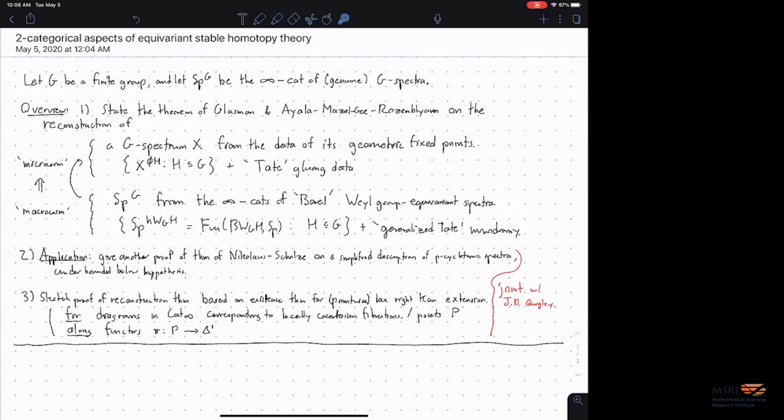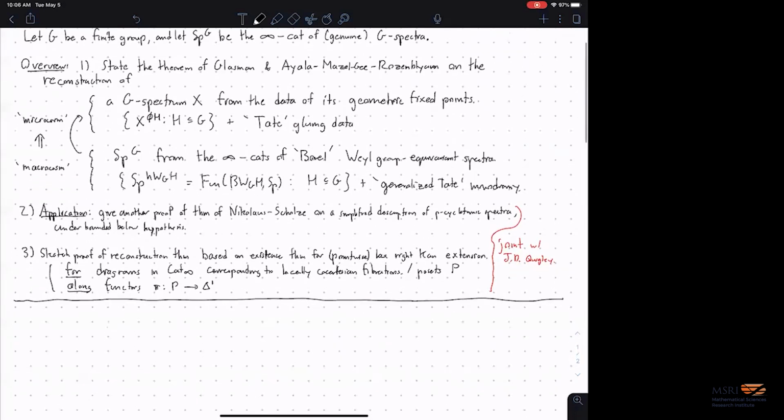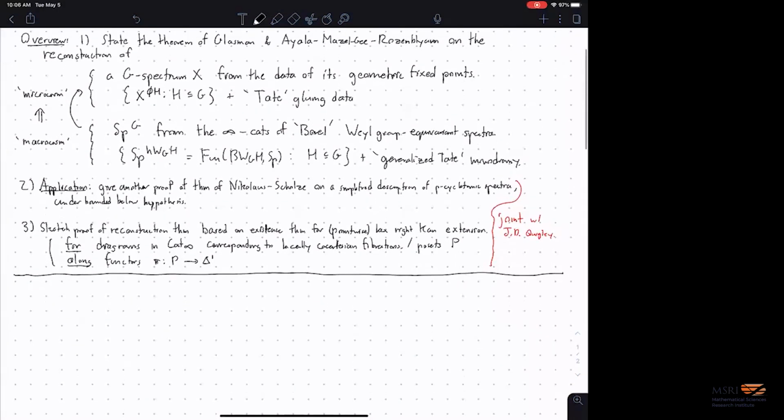This work that I'm describing on this existence theorem is joint with J.D. Quigley, and our application is also joint. So in this work I'm alluding to, we actually give a new description of real p-cyclotomic spectra. That was our point of departure and how I got interested in these results. But without further ado, let's begin.